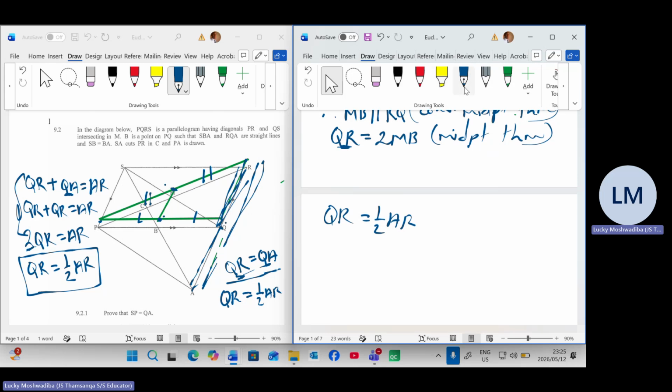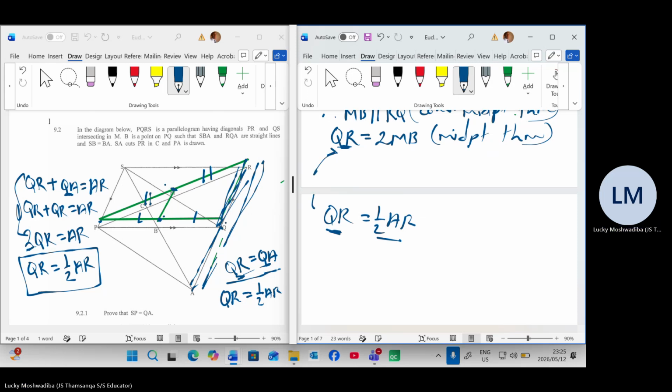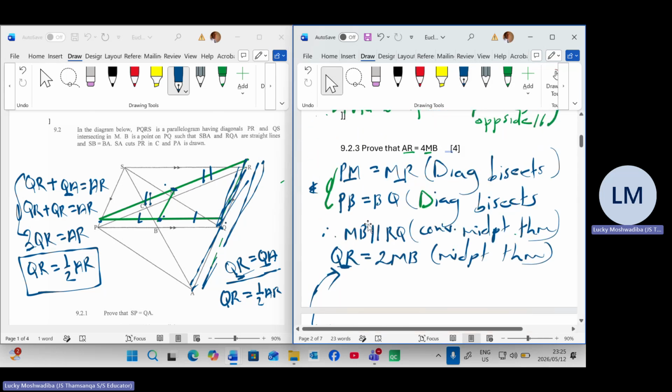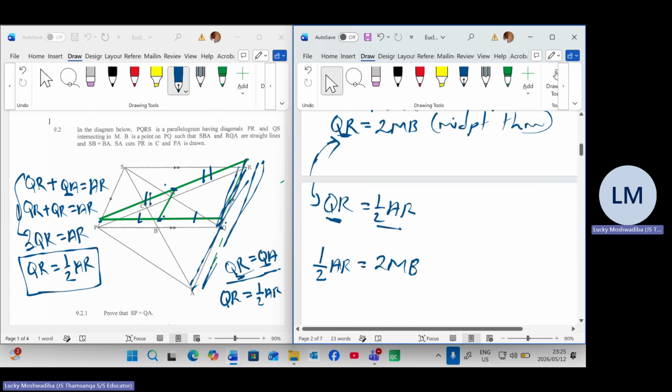Now, what do we have now? I am going to replace QR with half AR in this statement. So in place of QR, I'm going to write half AR is equal to 2 MB. Now I do have my AR, I do have my MB. The question wanted us to prove that AR is equal to 4 MB. So in simple sense, we need to make AR the subject of our equation.